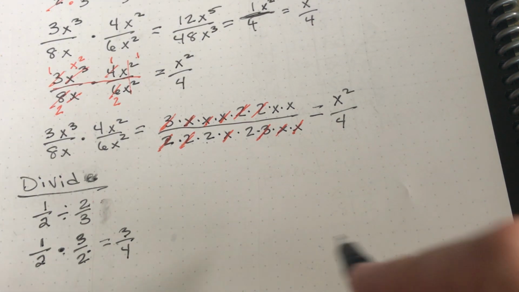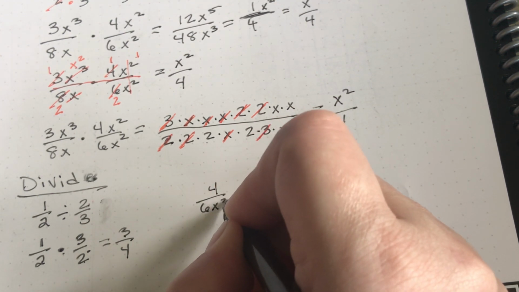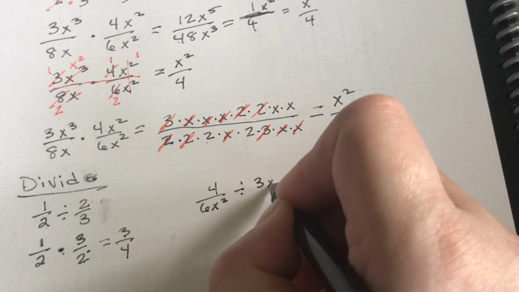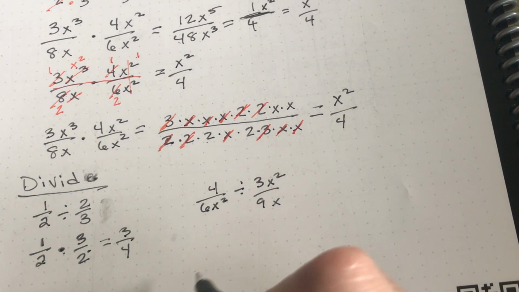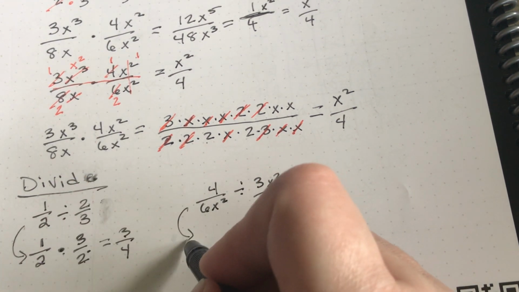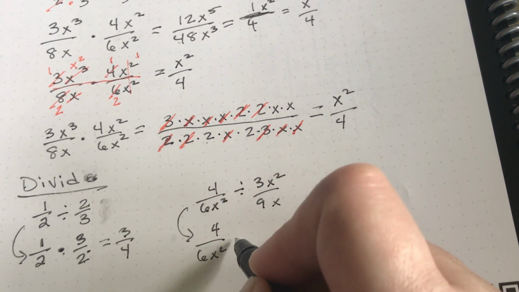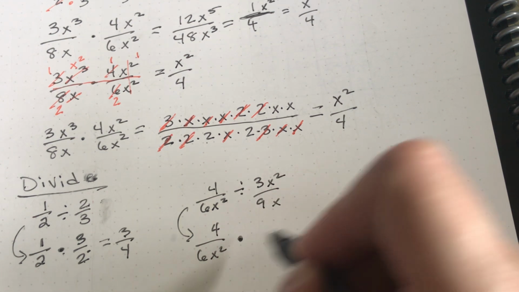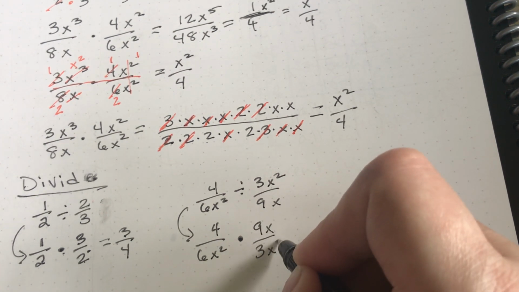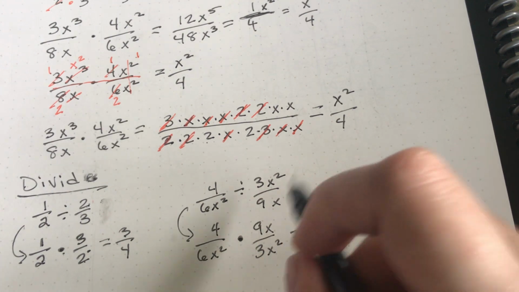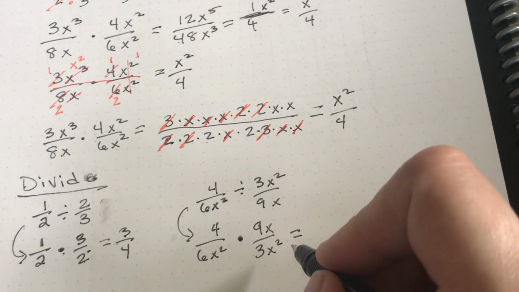Okay, so let's do that again. 4 over 6x squared divided by 3x squared over 9x. So my first step, keep this first fraction the same, change the division to multiplication, flip the second fraction. Okay, and now I can use any of these methods to simplify this, because now it's just multiplication again.